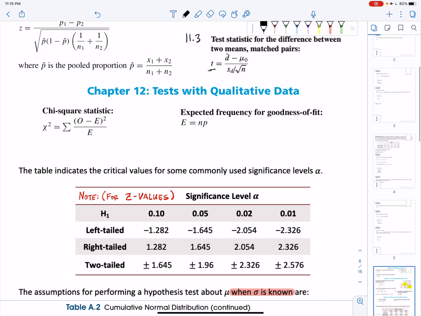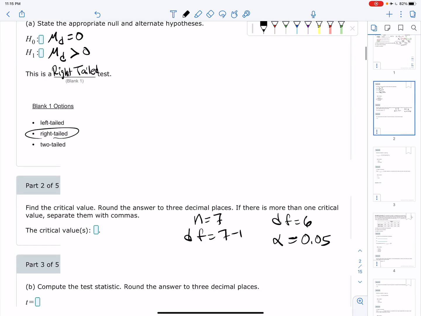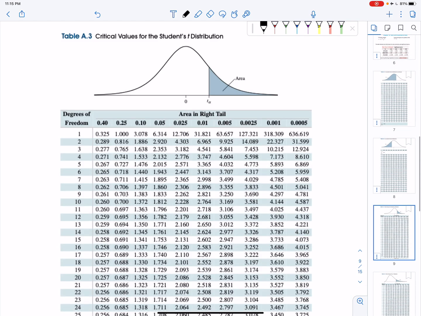Let me go back and review the pieces of information we need. We need degrees of freedom, which is 6, and we need to know that the alpha is 0.05. Now, another thing to be very careful of is that on our t table, unlike the z table, this table gives us area to the right.